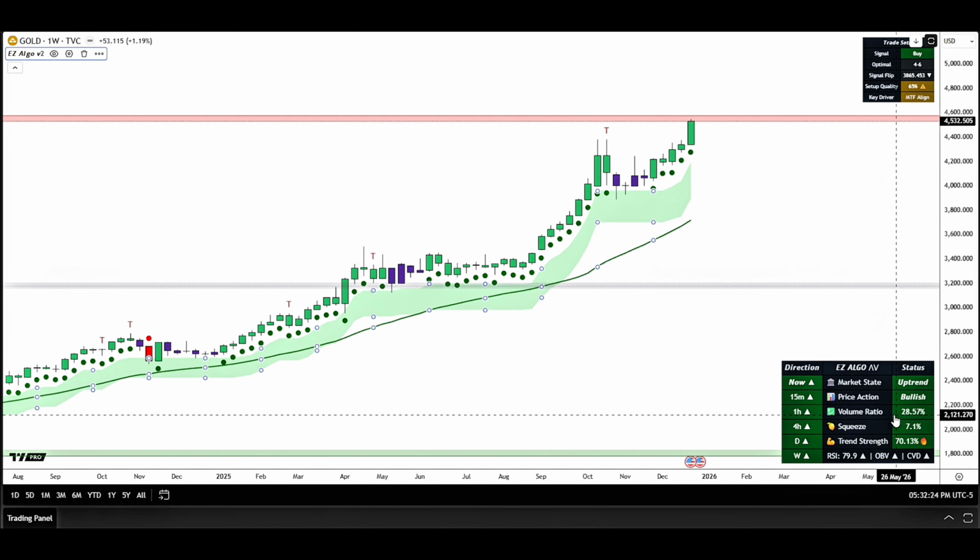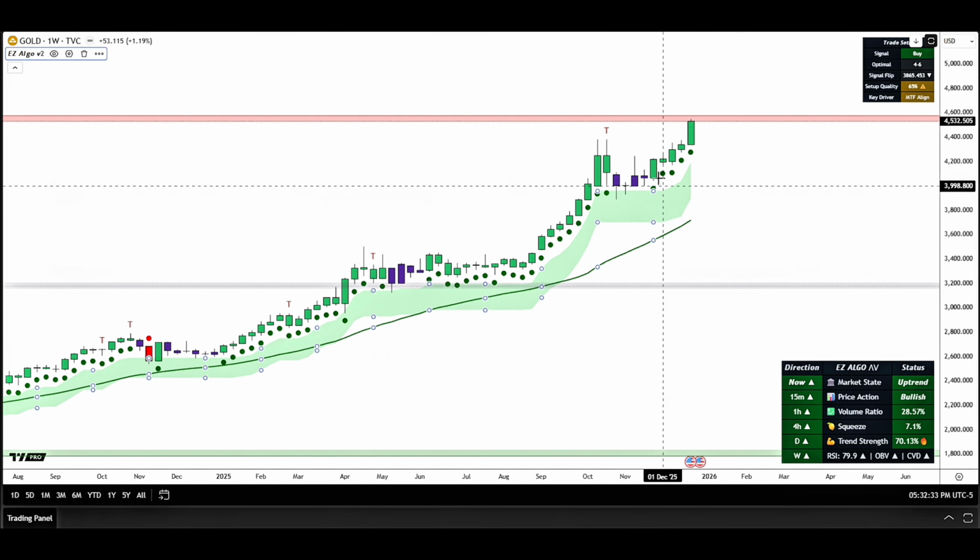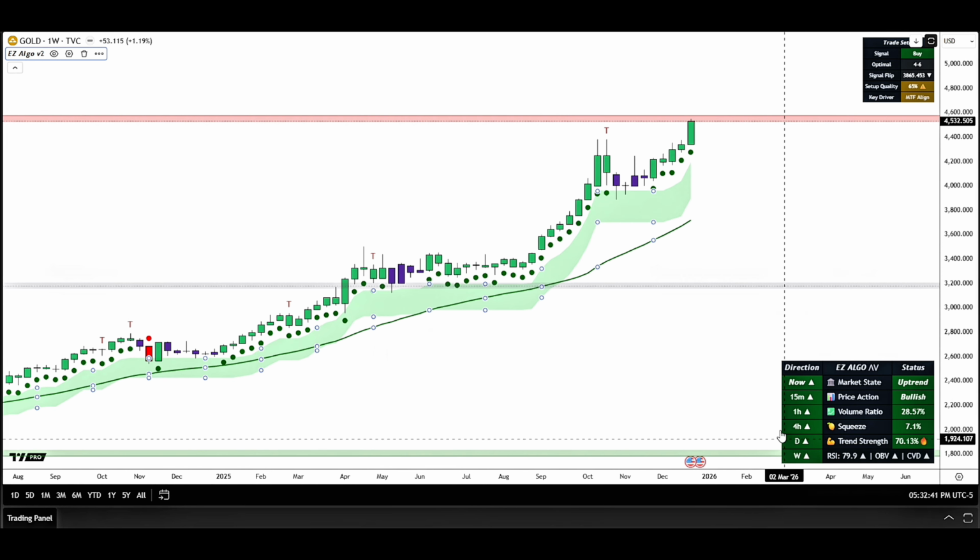Volume ratio right this second is at 28.57%, meaning that there's more bullish volume and buying than there's selling. Price action is bullish. Market state's in an uptrend. RSI is at 79.9, it's pretty high. OBV's up, CVD's up, all of our time frames are up.